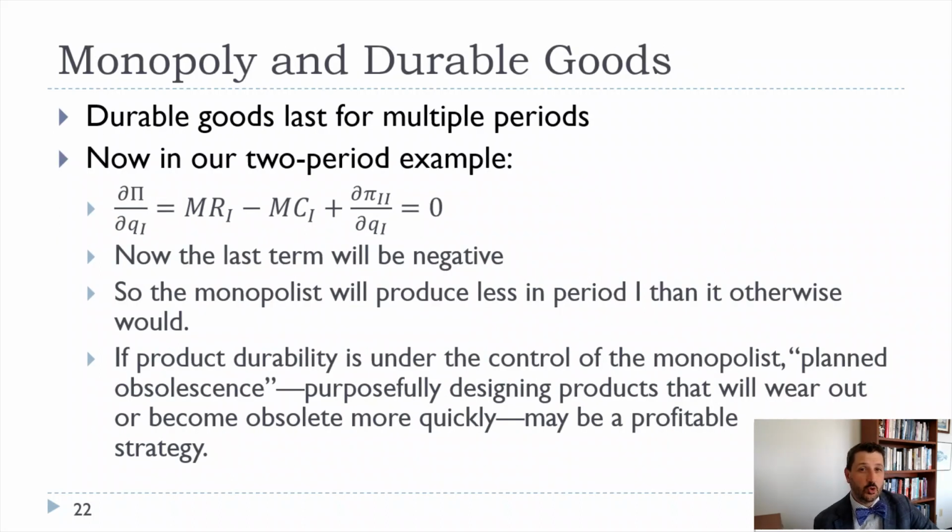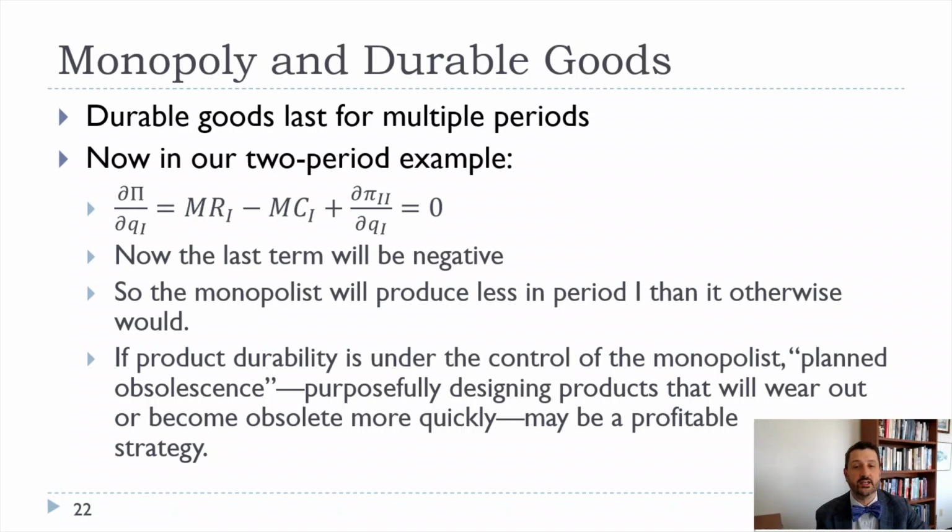The opposite is true when we think about durable goods, right? Durable goods are goods that are going to last over multiple periods. So when you buy in one period, that means that you don't need to buy in other periods. If we look at the same equation that we had before, where we're differentiating total profits with respect to first period quantity, we get the same equation, but now this derivative of second period profits with respect to Q1, first period quantity, is going to be negative, because if someone buys in the first period, that means they don't need to buy in the second period.